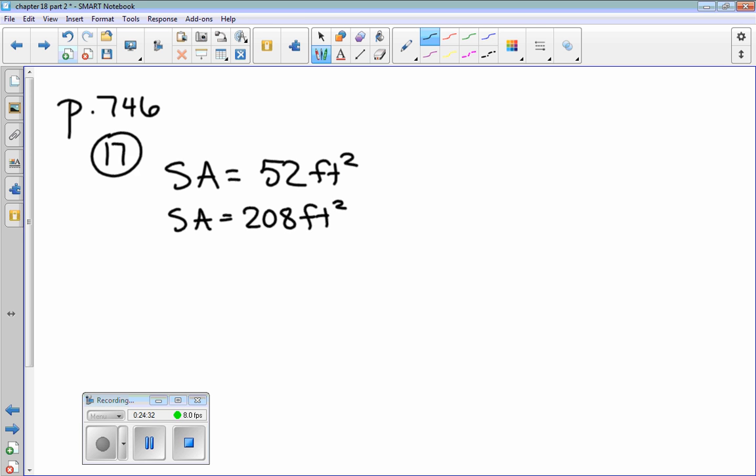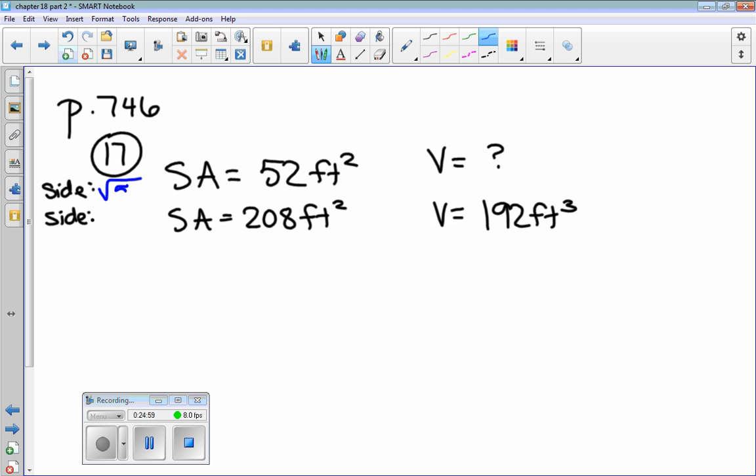This time you're given the larger volume, and you're trying to find the smaller volume. What do I need to do first before I can begin? Yep, find the dimensions of the sides. So how do I do that? Square root what? I'm going to leave it as a square root of 52 because it's not a perfect square. Is that okay? And square root of 208. Is that okay? It's because it's not a perfect square. If I could reduce it, I would. Like the other one was 5, right? So I could. I'm going to leave it like that.